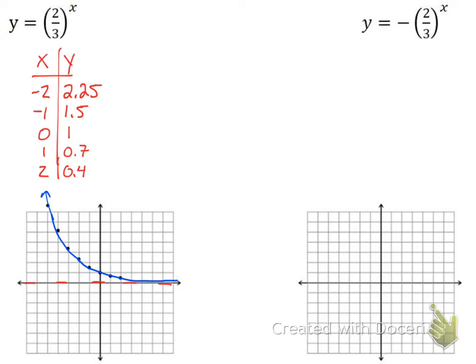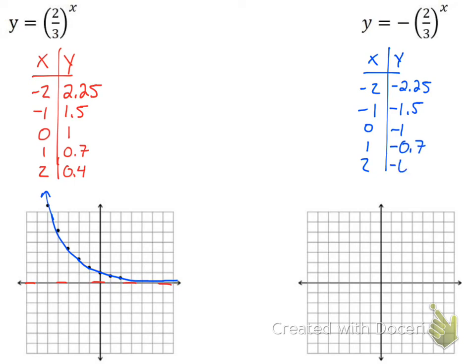On the other one, it's going to be the same thing. Again, just flipping the negative on each of my y values. So I go -2, -1, 0, 1, and 2. I've got -2.25, -1.5, -1, -0.7, and -0.4. So again, I'm left 2 and then I'm down 2.25. There we go.